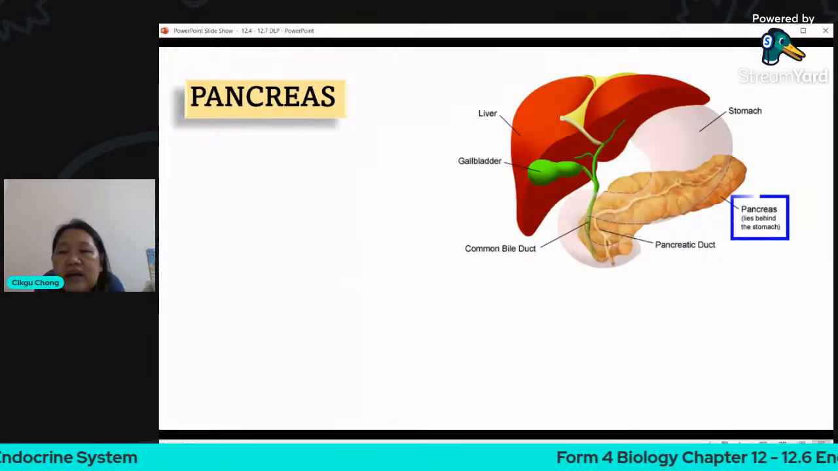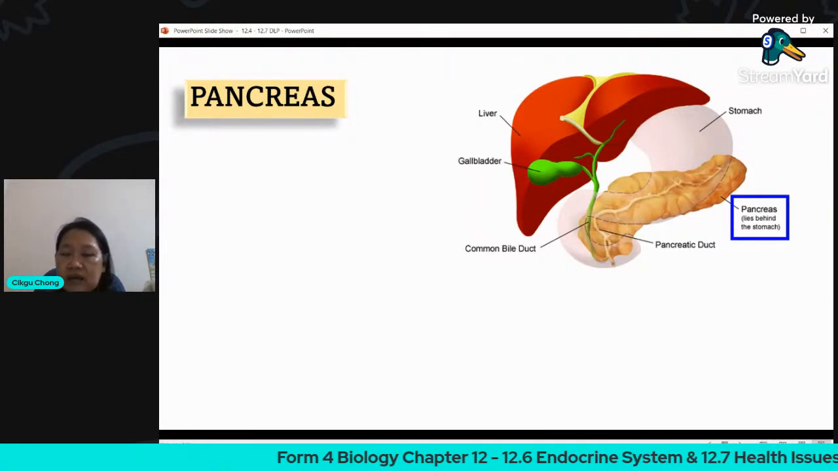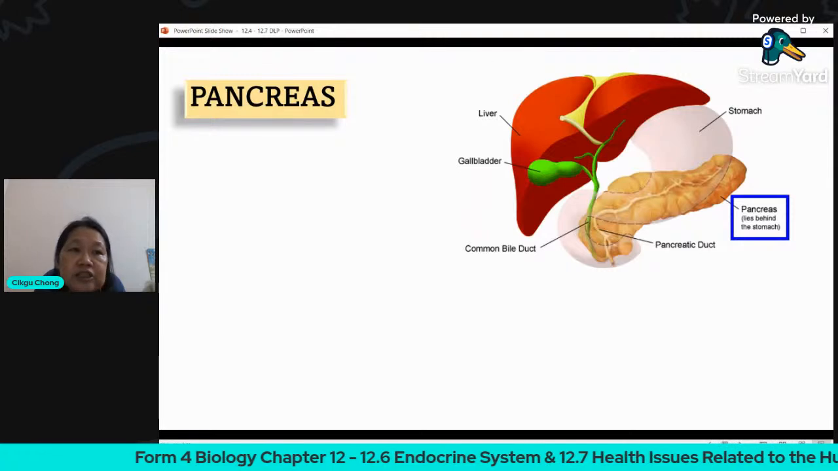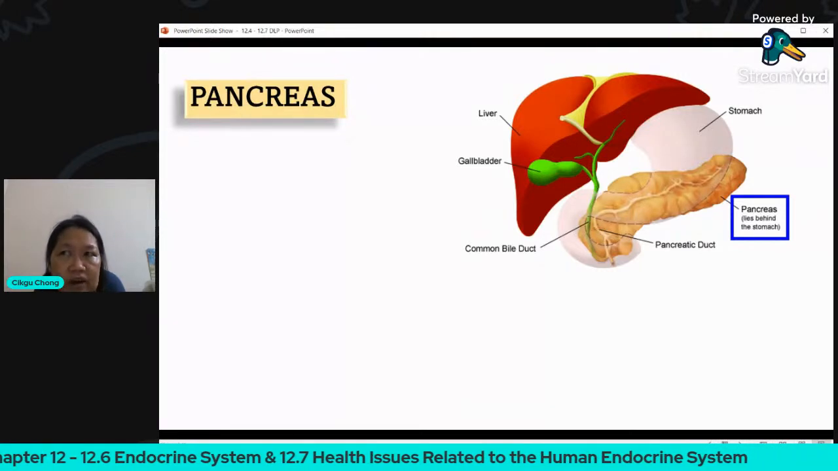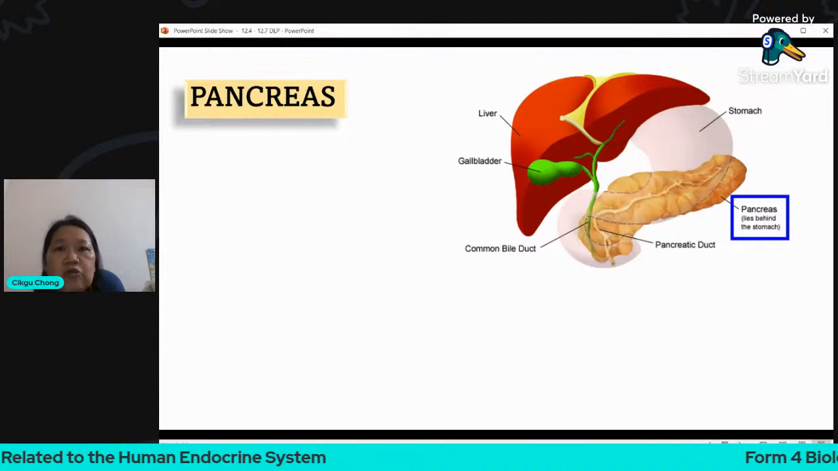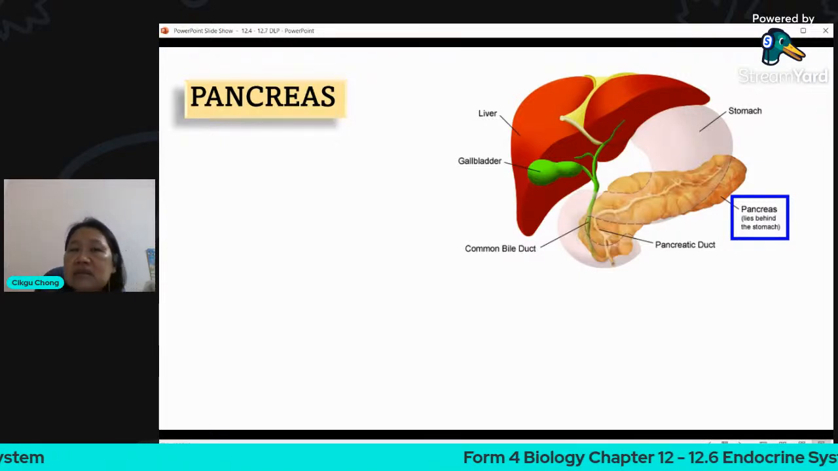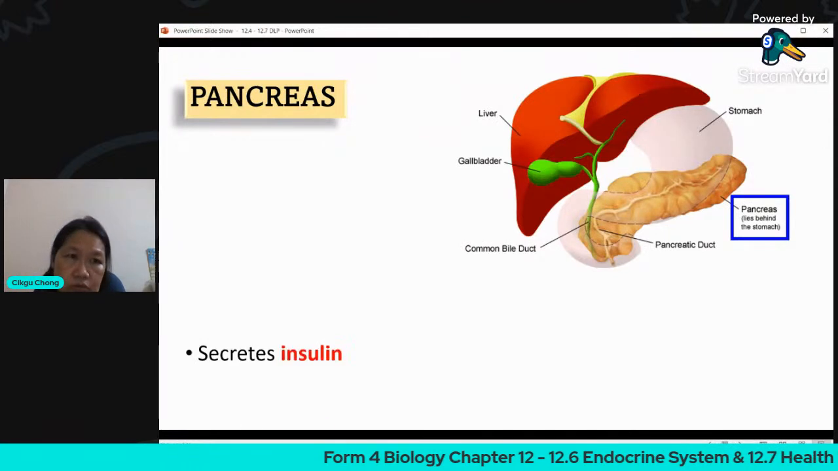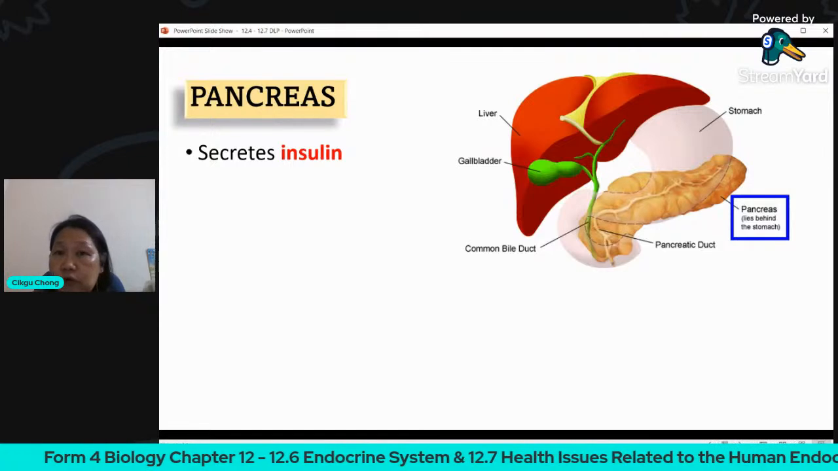Okay, pancreas. Now, pancreas lies behind the stomach. So you can see the stomach over there. So it's actually behind the stomach. Like I mentioned, this one, pancreas, is one of the very, very rare organs that happen to be both endocrine and exocrine gland. They have cells which produce enzymes. There are also cells which produce hormone. Okay, they talk about endocrine because our focus is endocrine.